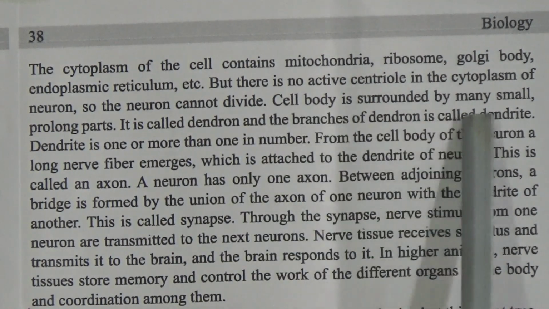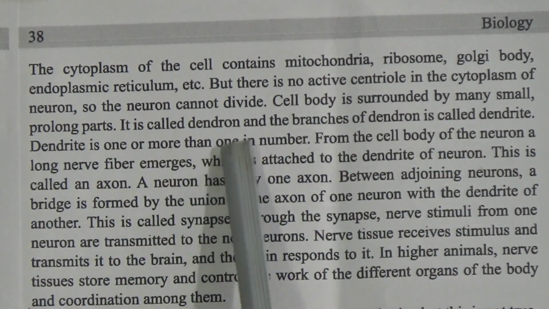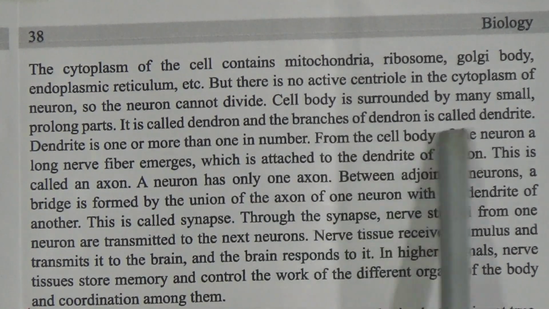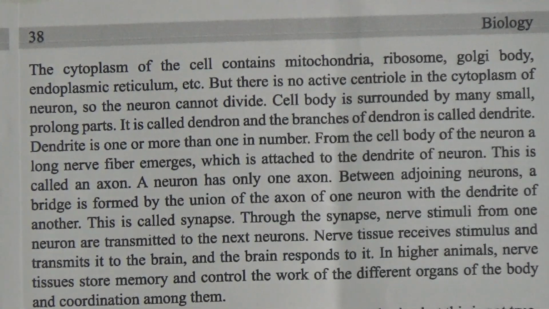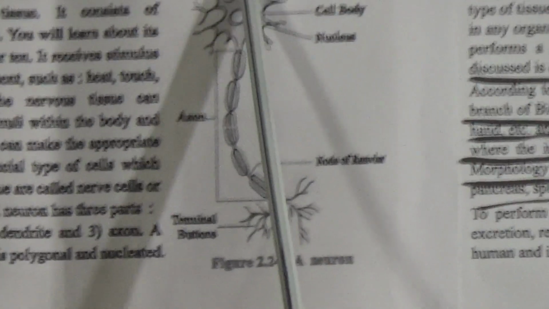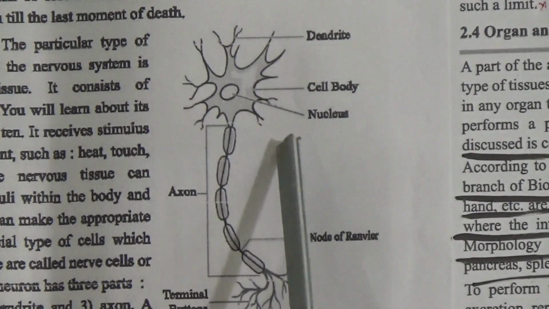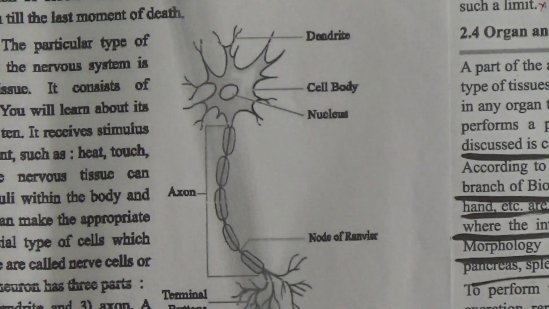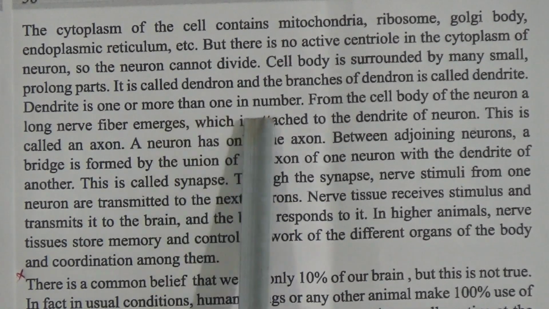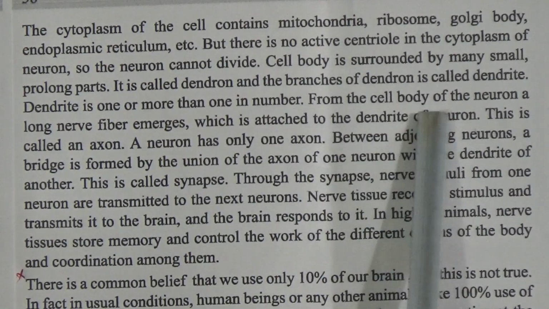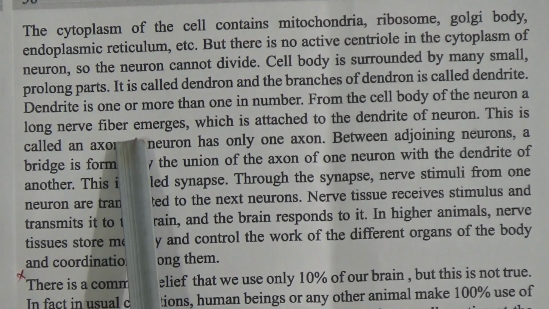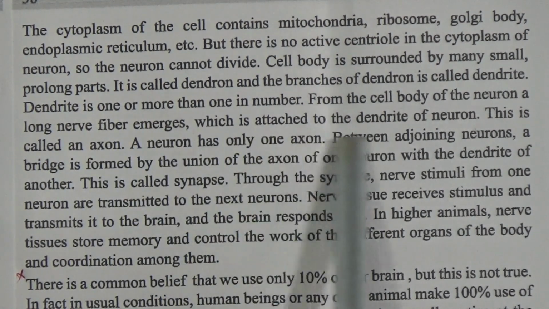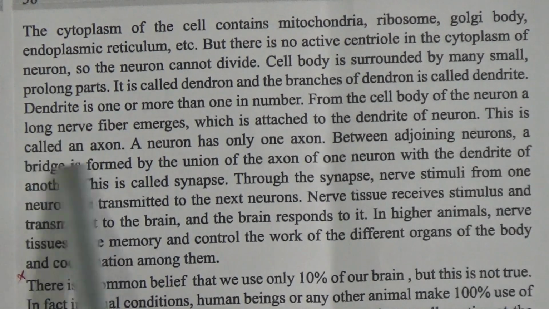The cell body is surrounded by many small prolonged parts. These are called dendrons, and the branches of the dendron are called dendrites. Here in the cell body we find a huge number of dendrons, and the branches of the dendron are called dendrites. Dendrites are one or more in number. From the cell body of the neuron, a long nerve fiber emerges. This is called the axon. A neuron has only one axon.